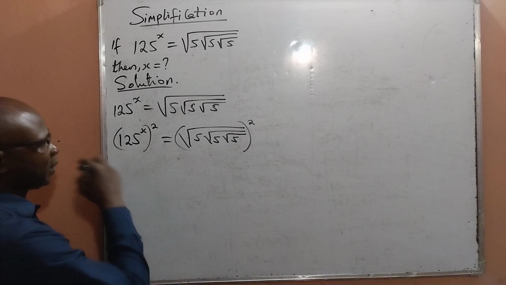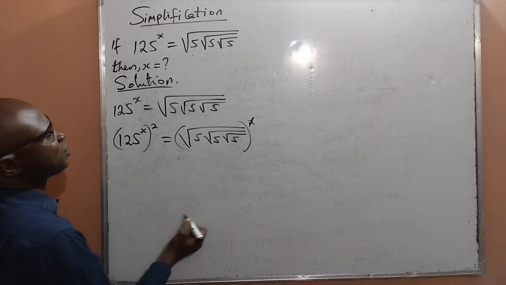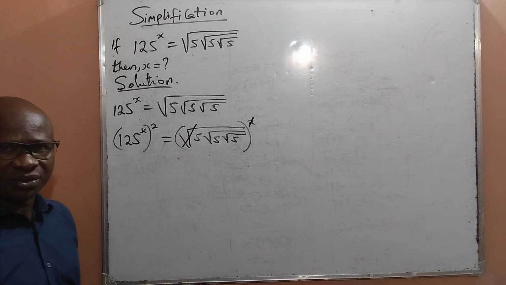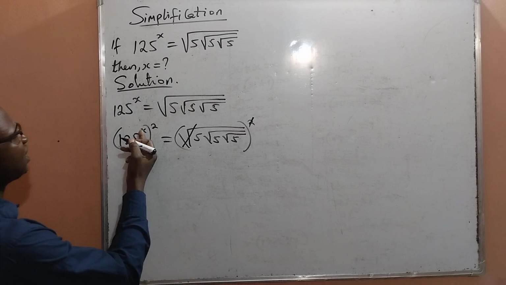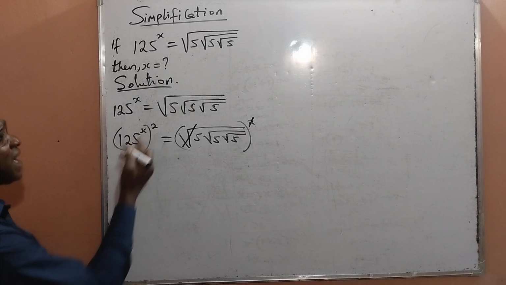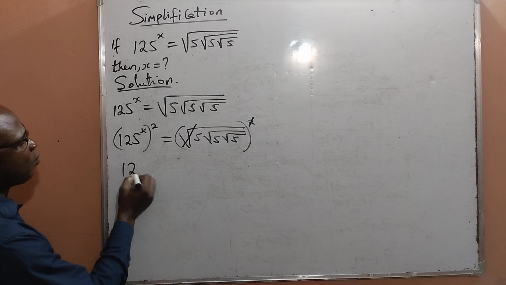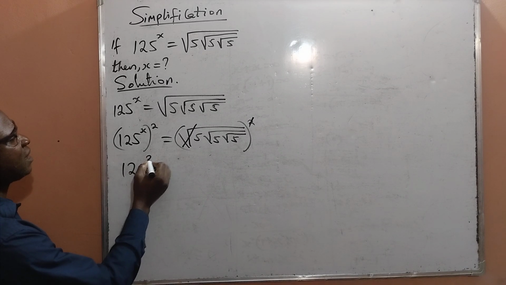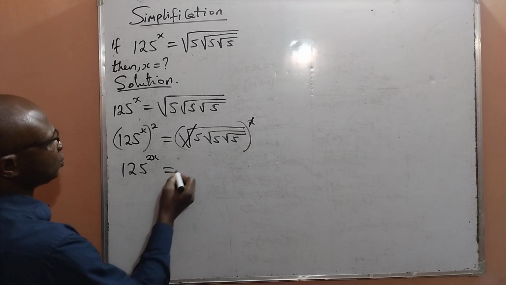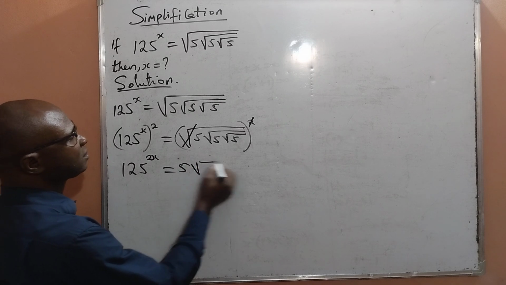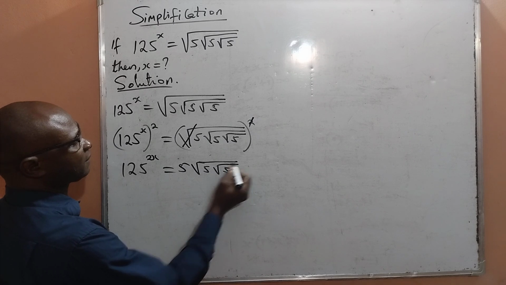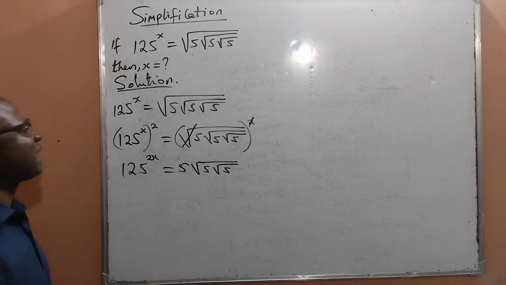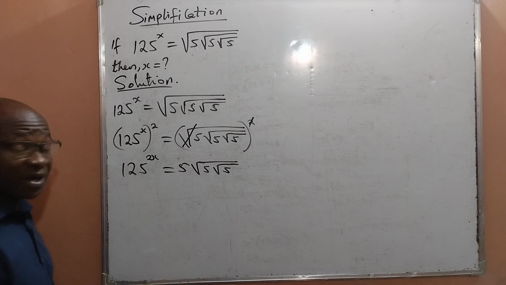Now, this power 2 will cancel with the first square root sign. And from this side, I will apply the law of indices. The exponents will multiply: 2 will multiply with x, so that I have 125 raised to power 2x equal to 5, then root 5 under root 5. Again, I can still take another square to both sides.